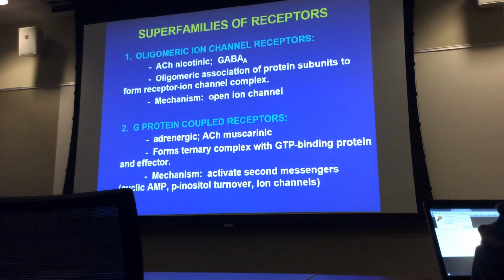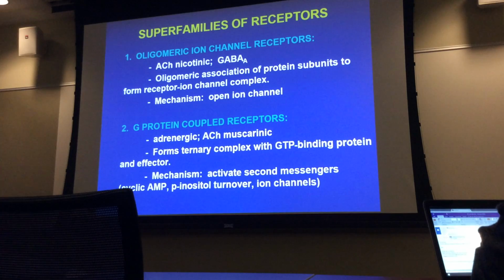These are different proteins. So unlike the ionophoric receptor, where all of these protein subunits form one gigantic complex, the G protein ternary complex are separate proteins that collide and interact with one another in very specific ways. And the mechanism is to activate a variety of second messengers. The most well studied of these is cyclic AMP, but there are also other effectors like phosphoinositol and other ion channels that I'll talk about on Friday.